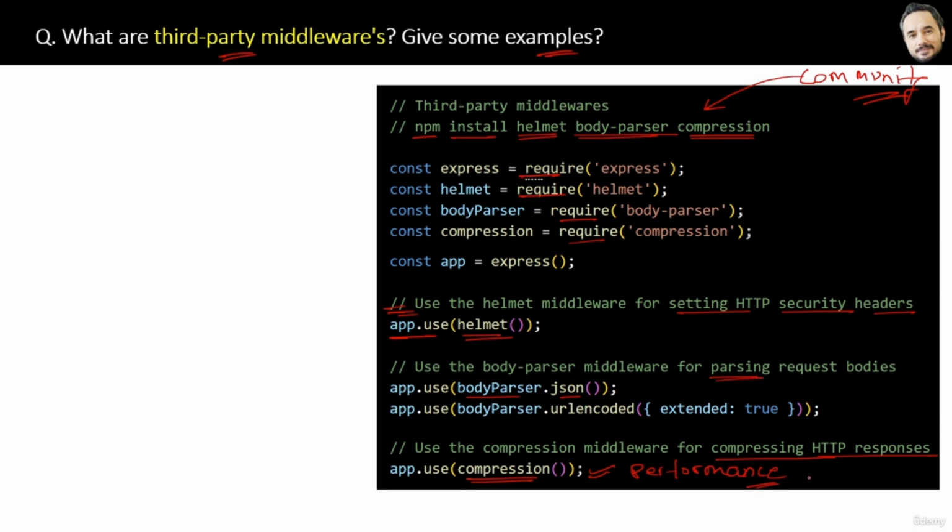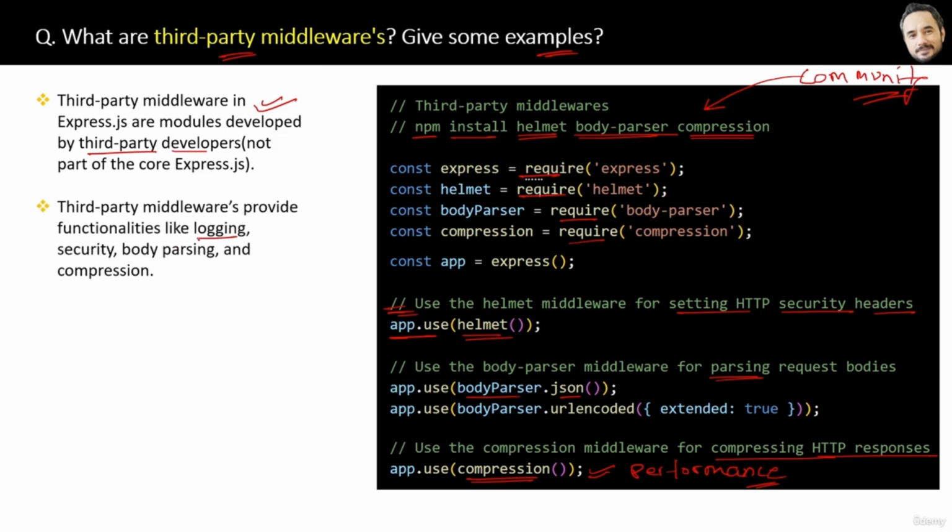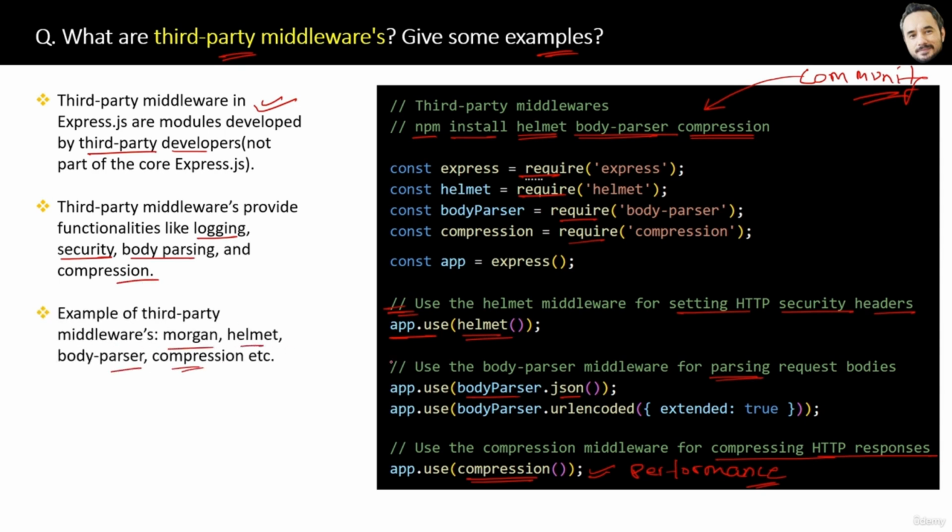Okay, great. These are just examples, and there are many more which you can use in your application as per your application requirements. Now you know what third-party middlewares are and how to implement them. Finally, here I have written the simplest definition of third-party middleware, then the common purpose of them, and finally some examples also. I hope this information is enough to understand third-party middlewares.